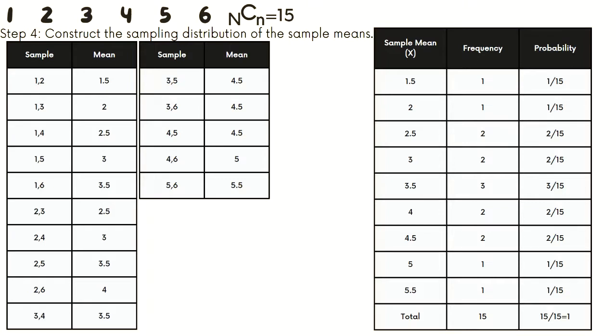So for the probability, we put 1 over 15, 2 over 15, and 3 over 15 based on their frequencies. And it's over 15 because there are 15 sample means. If you add all the frequencies, they should be equal to 15. Same with the probability. It should be 15 over 15 or 1.